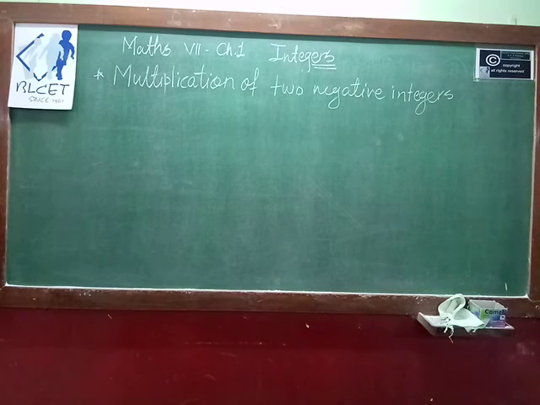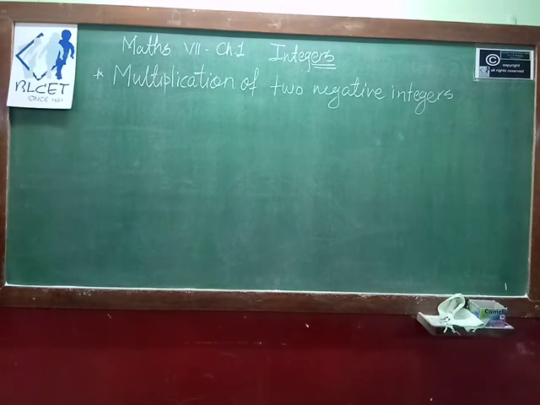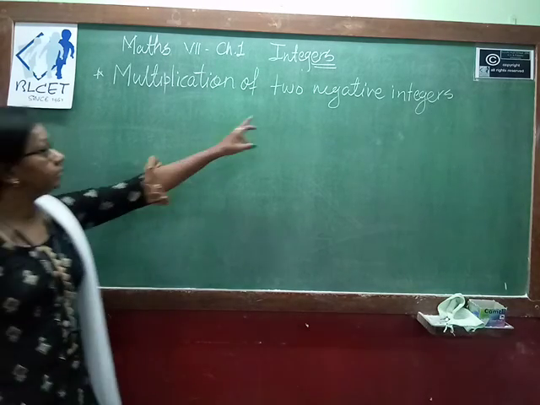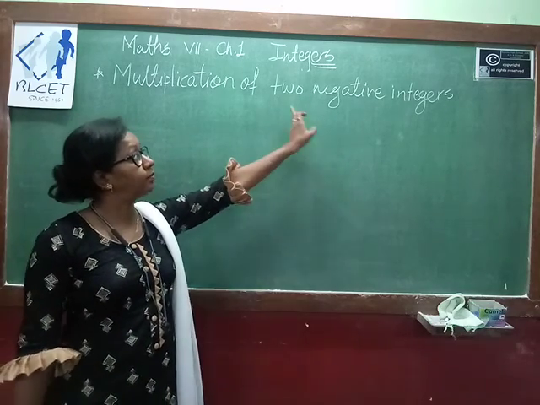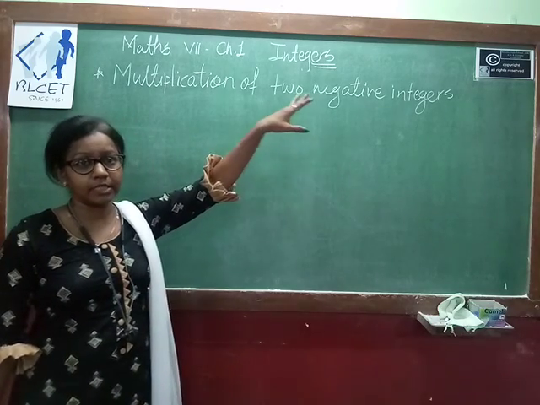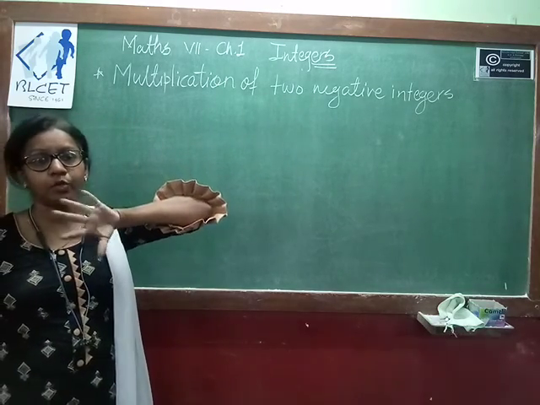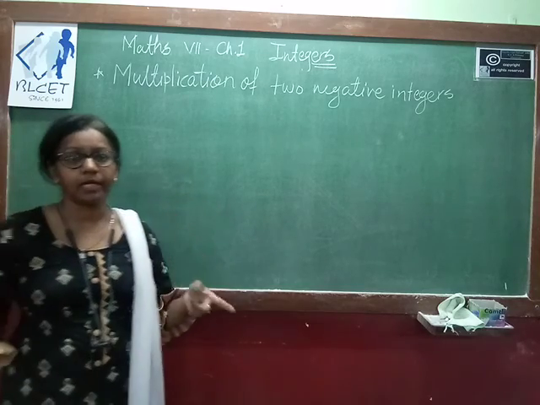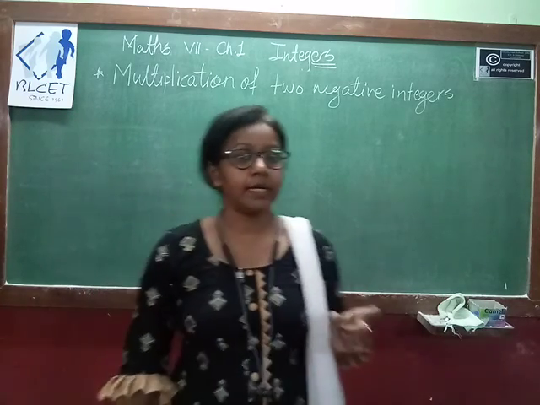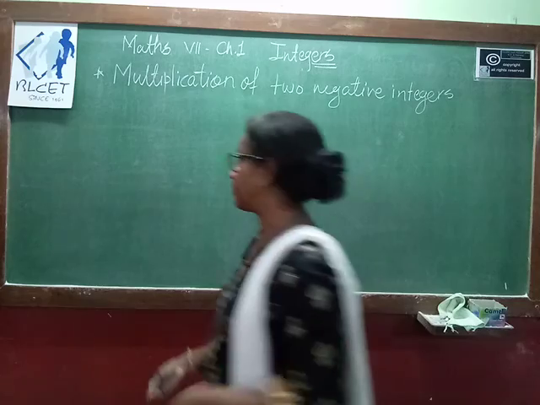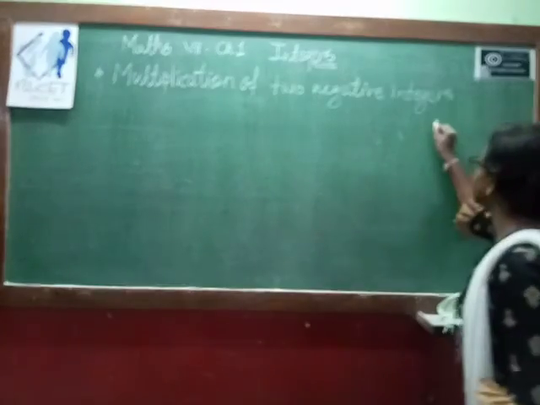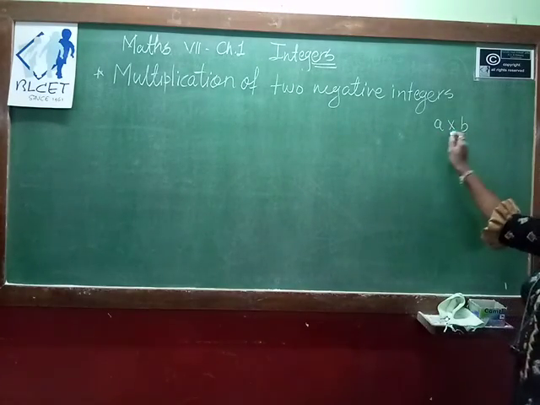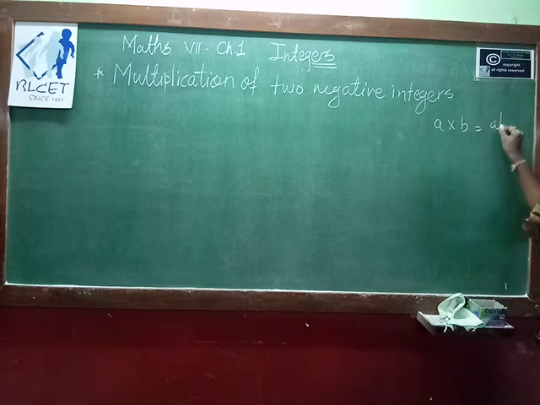Now students, we see multiplication of two integers, but now we consider both integers negative. We know that when you take two positive integers and multiply, you get a positive integer. Suppose A and B are both positive, so your answer is always positive.